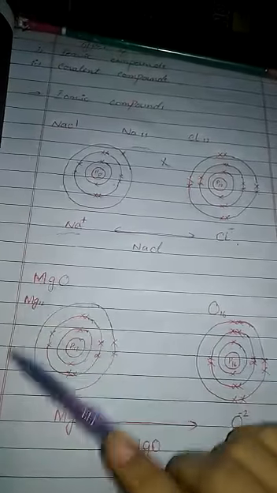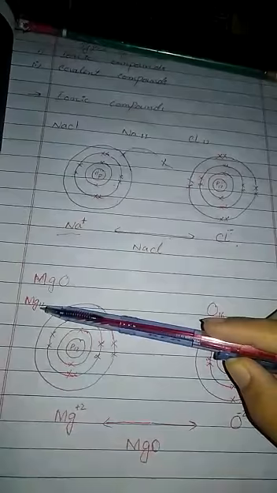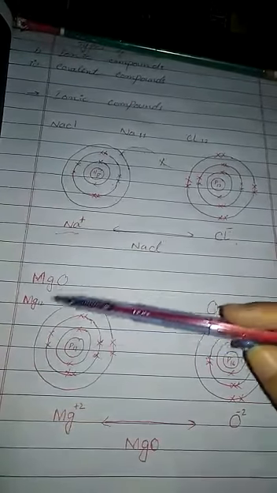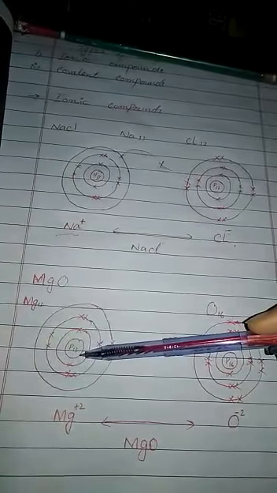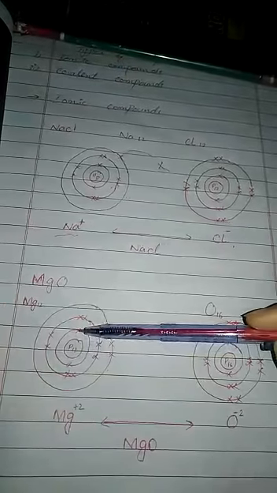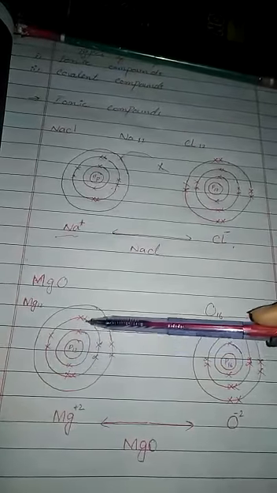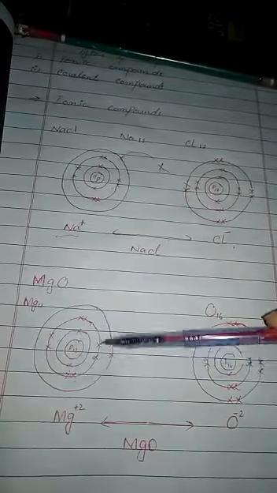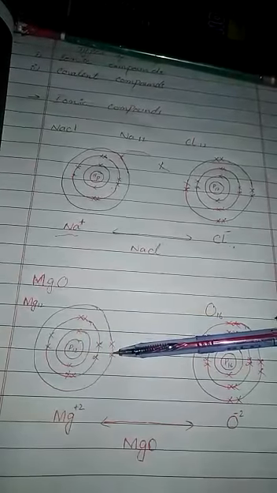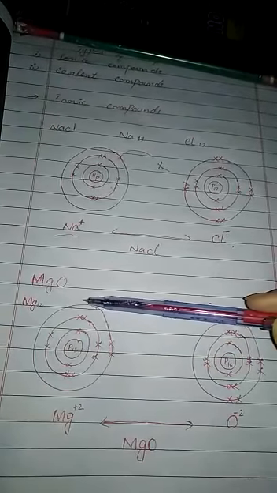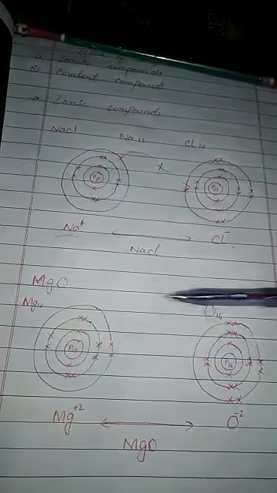Magnesium oxide. This is the atom of magnesium. Its atomic number is 12. Let's see its arrangement of electrons. 2 electrons are in the first shell, 8 electrons in the second shell, and the remaining 2 electrons are present in the outermost shell. It means it needs 6 more electrons to be stable.